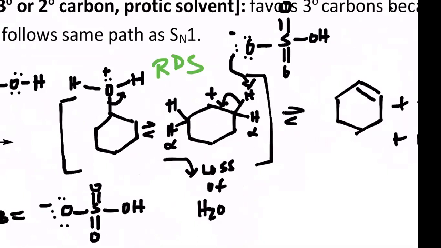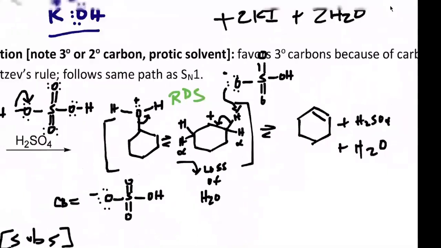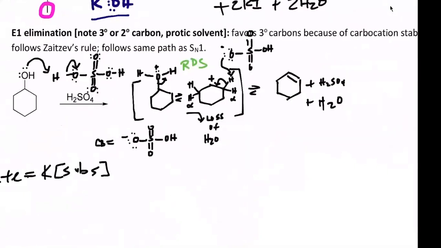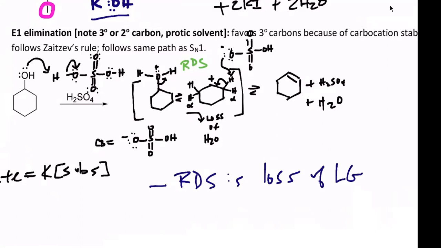All right, and I have a list down here of leaving groups. You can look over that and make sure you know how to determine the leaving group ability based on the pKa of the conjugate acid. So I'm gonna write that down here. So the loss of leaving group, that's my rate determining step.